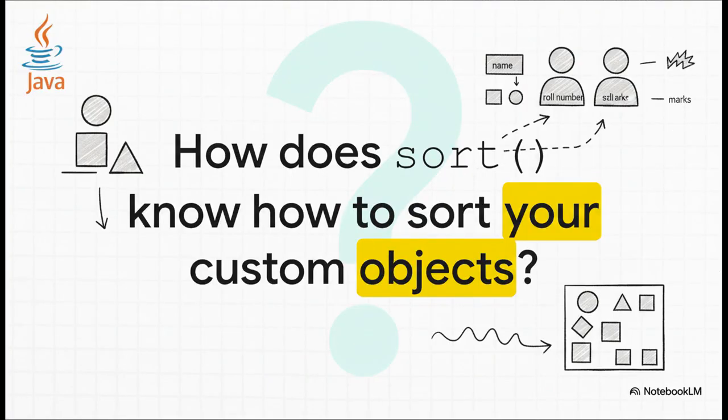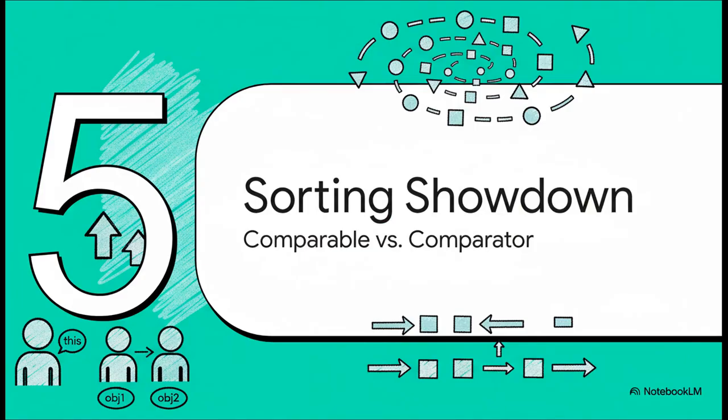Okay, but this raises a huge question. Sorting numbers or strings? Easy. The computer knows how to do that. But what if you have a list of your own custom student objects? How does Java have any idea if it should sort them by roll number, or by name, or by their marks? How does it know? Well, the answer comes down to two very important interfaces. Understanding them is what separates the beginners from the pros. So let's have a little sorting showdown.